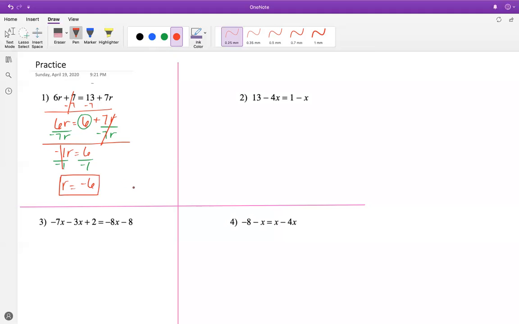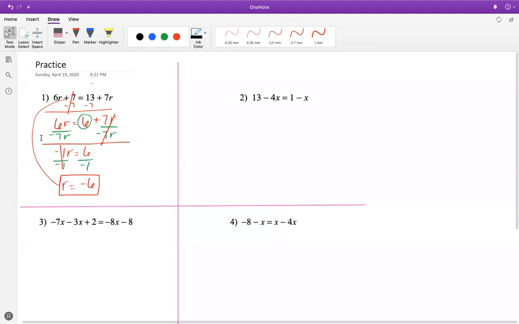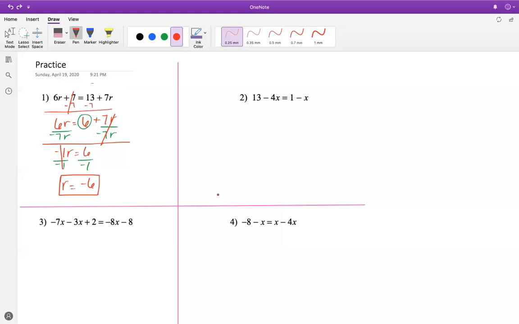All right, you can always check your answer by taking it and plugging it back into your original equation and seeing if you get the correct solution. All right, moving on to number 2. Again, you can just start right in wherever you want.